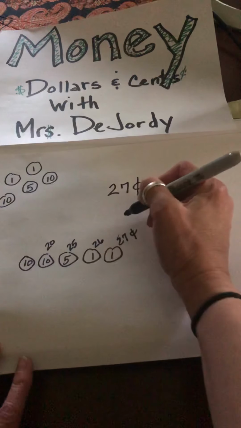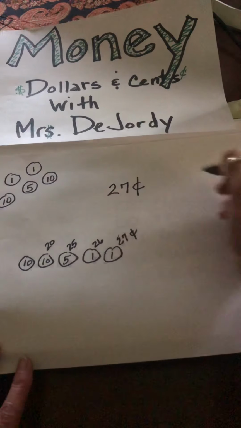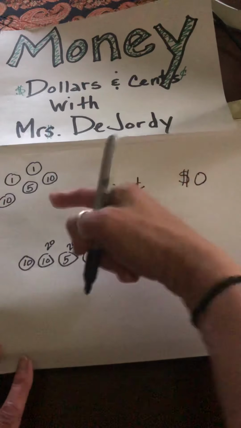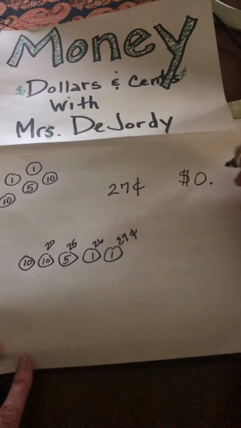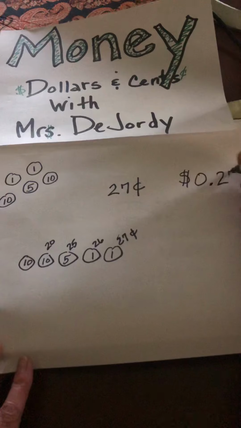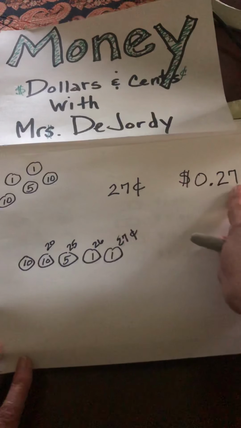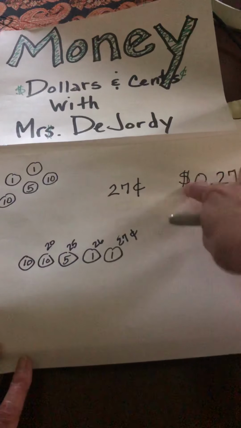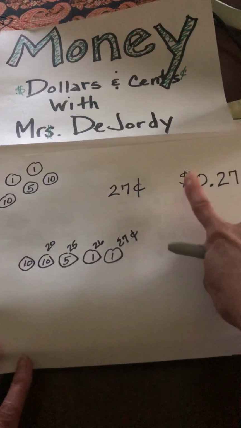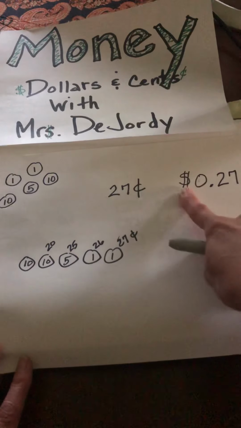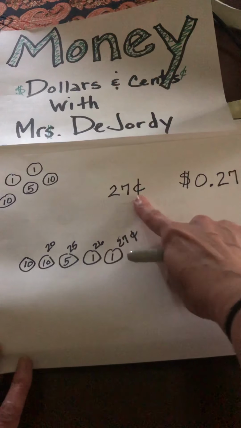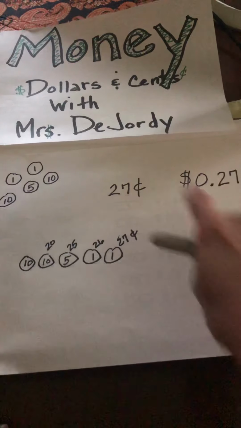If I was representing that in dollar notation, it would look a little different. I would have my dollar symbol. I would have no dollars because there's no dollars involved in this. And then point, that's my decimal point, 27 cents. And when we write it in dollar notation, we do not put the cent symbol. So there shouldn't be 2 symbols. When you're writing it in dollar notation, you use this symbol in the front of your numbers. And if you're writing it in cents, you're using this symbol in the back of your numbers.